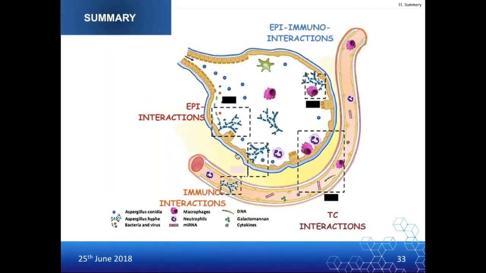And here I want to shortly summarize the data we found within our studies. With our systems, we are able to either look at epithelial interactions with pathogens alone. We can look at immune cell interactions with pathogen alone. We can, of course, combine those various cell types and take a look at interactions with those. And we can also add T cells in the bottom of the transwells, and therefore look at interactions with T cells, which is also a further point within our studies.